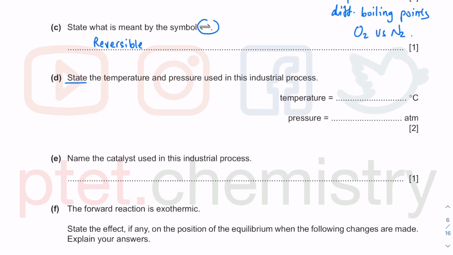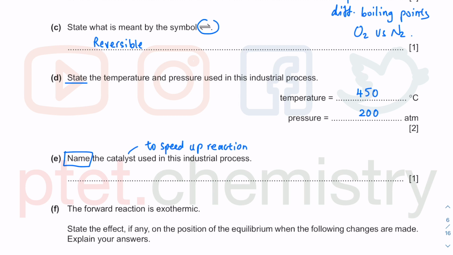Just stating the temperature as well as the pressure. This is around 450 degrees Celsius. I believe in the syllabus they mentioned around 400 to 500 degrees Celsius is a compromise temperature. Your pressure needs to be quite high, around 200 atm. You do use a catalyst. This is to speed up the reaction, to make the reaction faster.